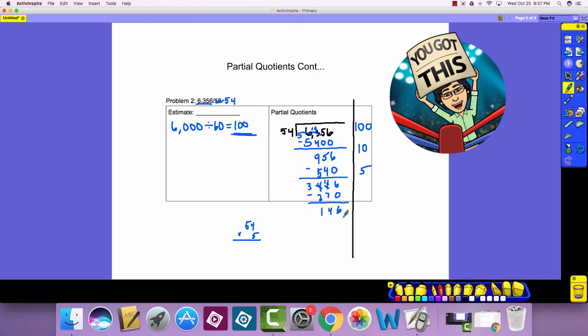Now that you have that down, let's think, how many 54s are there in 146? Well, I'm going to just try 2 54s. I know 2 times 54, well, I know 2 times 50 is 100, 2 times 4 is 8, so 100 plus 8 is 108. So 2 times 54 is 108. So there's at least 2 54s in 146.